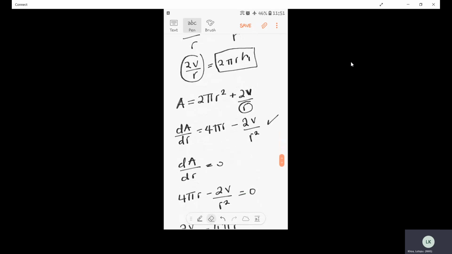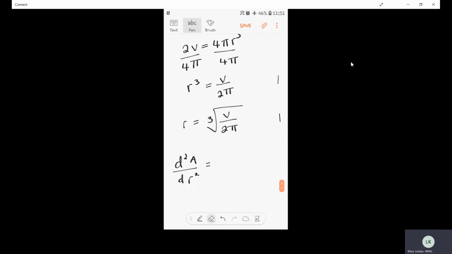When I differentiate 4 pi r, I will get 4 pi because r power 1 will come down. And then when I differentiate this one, this r to the power of 2, that's the same as r to the power of minus 2, when it goes to the numerator. Then when I bring that down, this will become positive. So let me write that down.